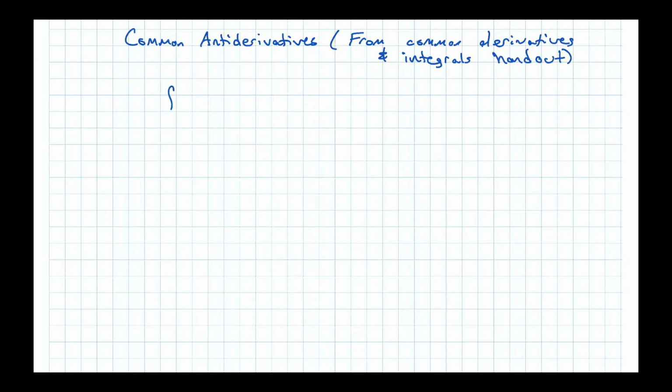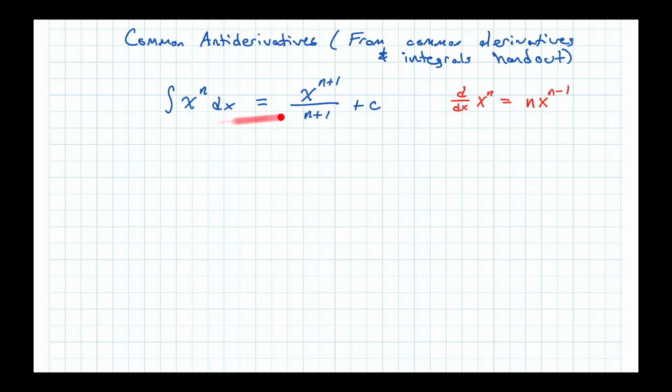We'll write them with the integral symbol, because the integral symbol means the same thing as an antiderivative. If you have x to the n, you're going to do this with the power rule. I'm going to write it here: x to the n plus 1 over n plus 1, plus c, where c is a constant. Remember that for derivatives you had a different power rule: the derivative of x to the n was n x to the n minus 1. But that is a derivative rule, and this is an integral rule.